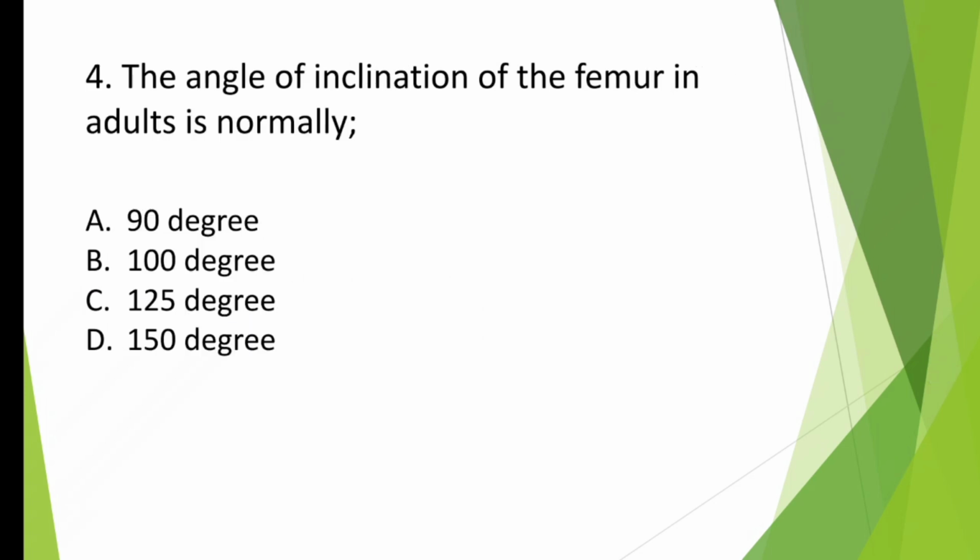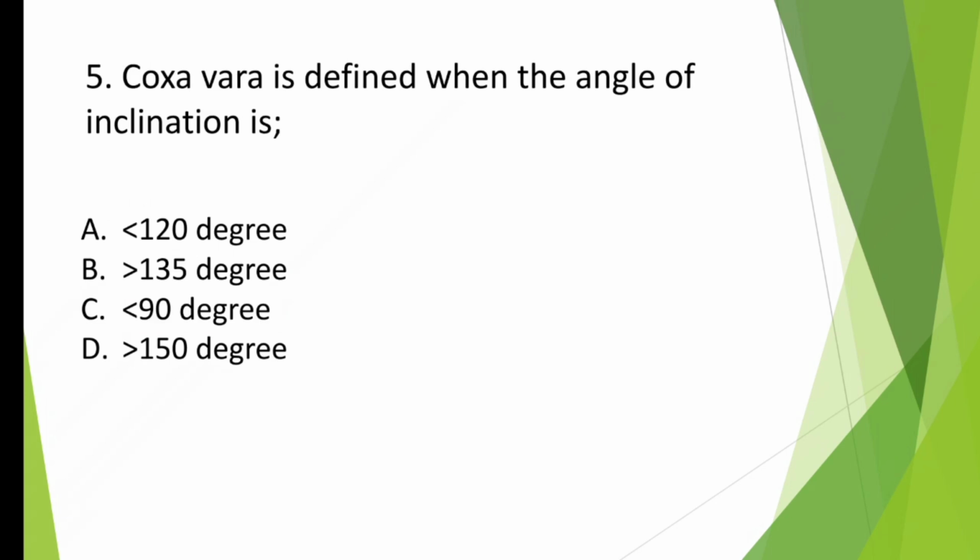Next question is the angle of inclination of the femur in adult is normally 90 degree, 100 degree, 125 degree and 150 degree. And the answer is 125 degree. Next question is coxa vara is defined when the angle of inclination is less than 120 degree, more than 135 degree, less than 90 degree and more than 150 degree. And our right answer is less than 120 degree.